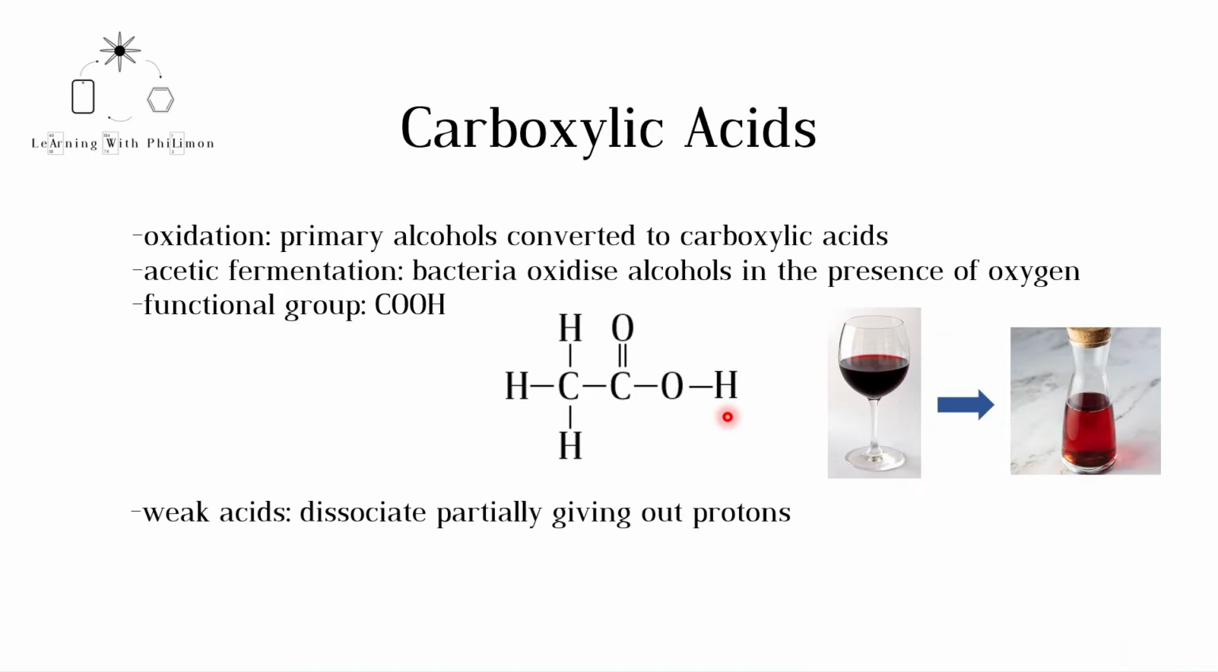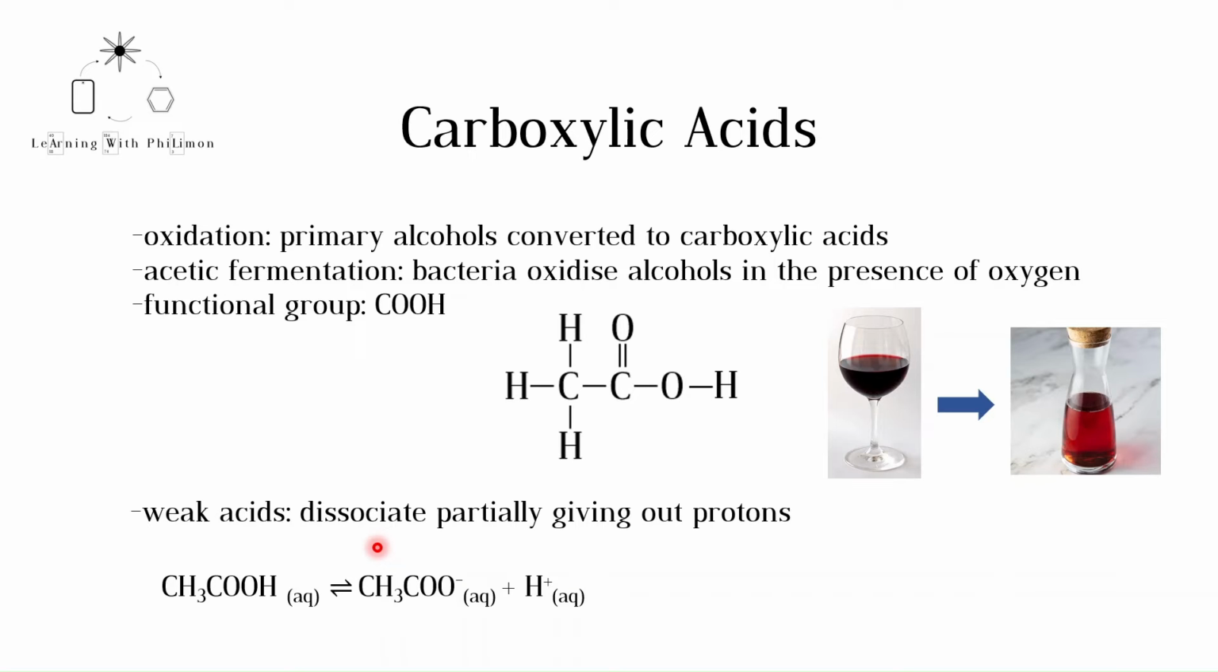In aqueous solution, carboxylic acids partially dissociate. Let's look at ethanoic acid, for example. Partial dissociation means that a small proportion of the ethanoic acid molecules lose a proton, an H+ ion, to form the ethanoate ion, CH3COO-. Because not all the ethanoic acid molecules are converted into the ethanoate ions, the reaction does not reach completion.